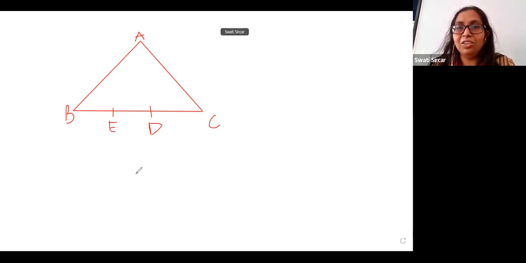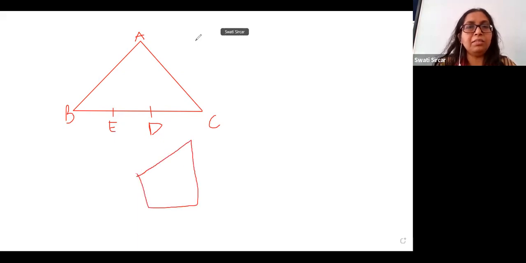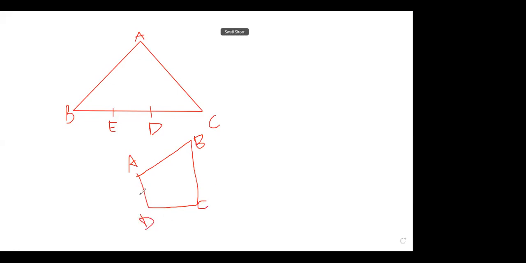So you don't know what to think if somebody says pentagon to you. I mean, a pentagon can look like this, or a pentagon can look like, let's say, this, with A, B, C, D, and let's say another vertex here, E.